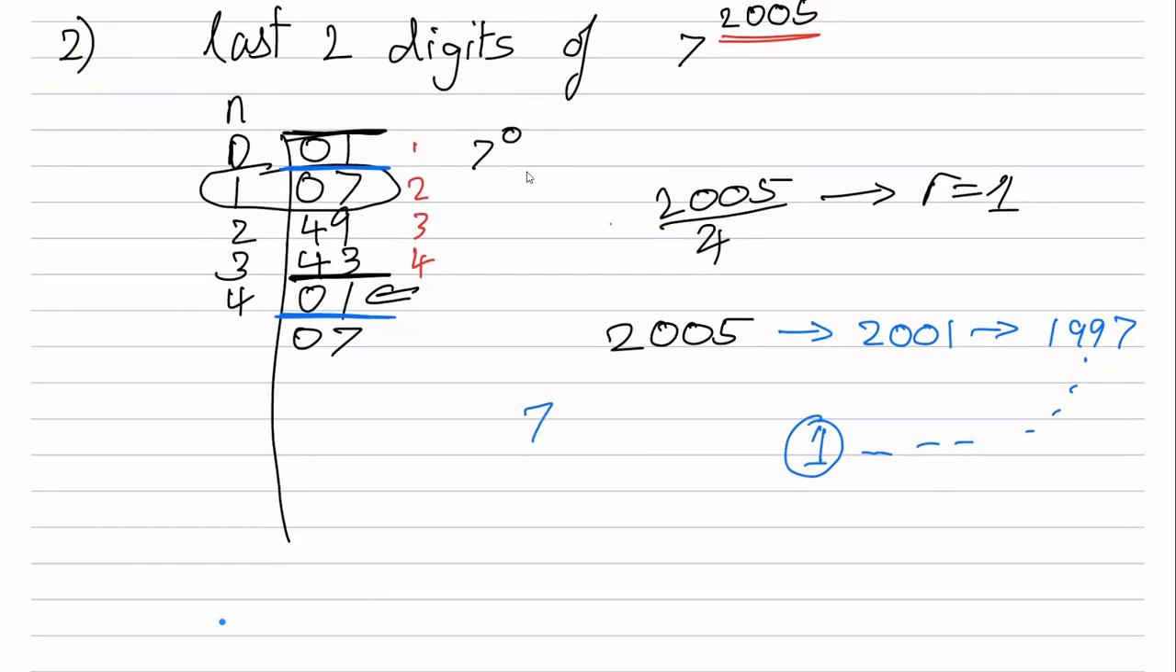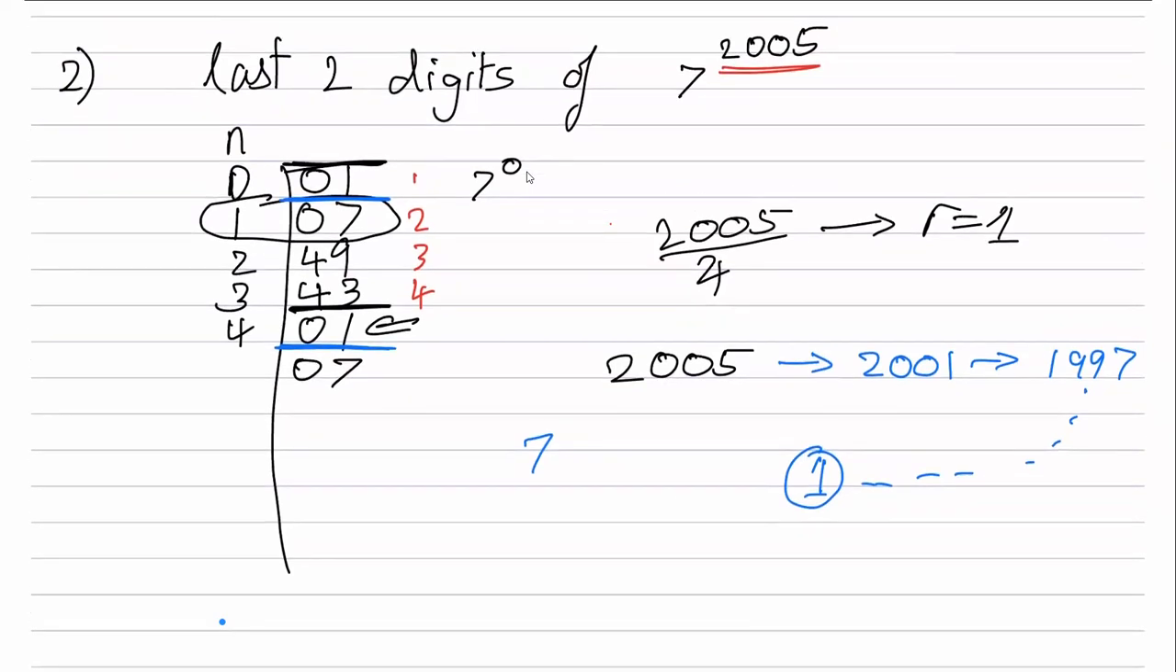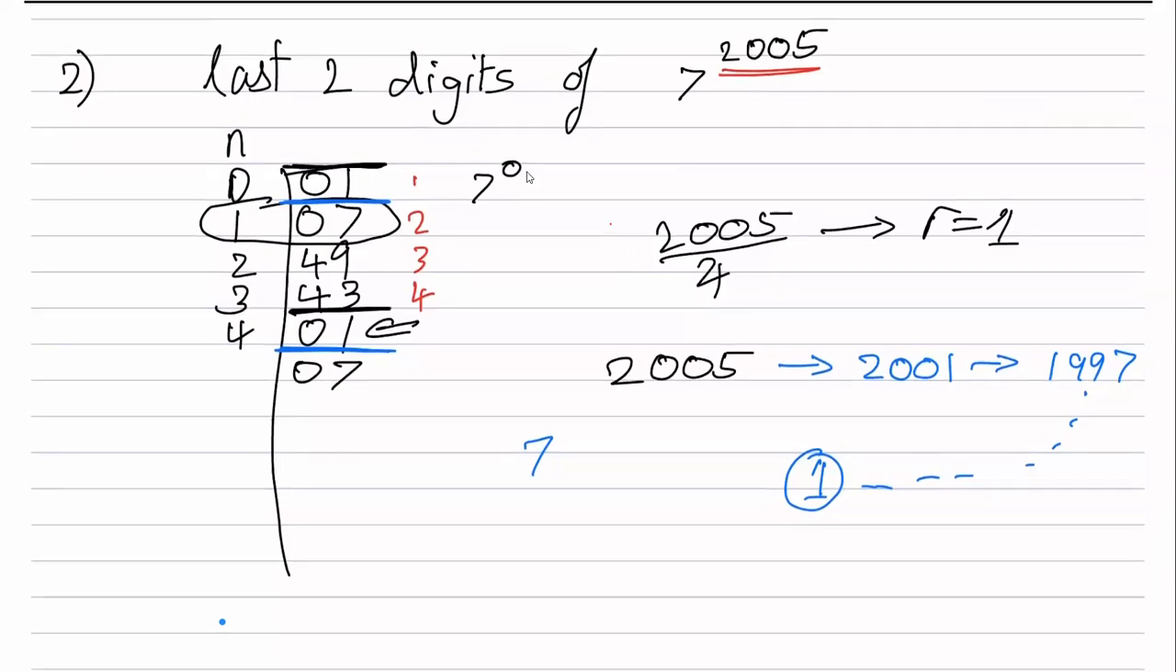What if the power divides exactly? Power divides exactly means you get 0. So you would go with the 0 option or you'll go with the 4 option, whichever is part of our periodic series, that option you will go with.